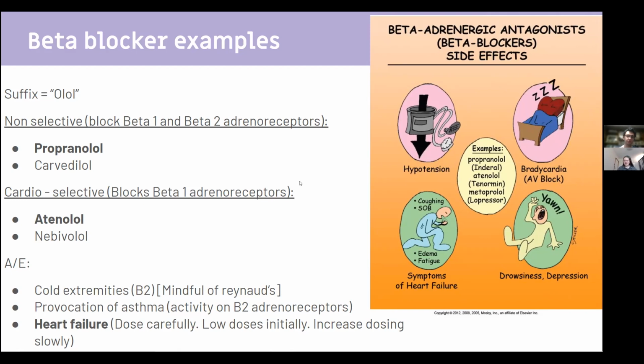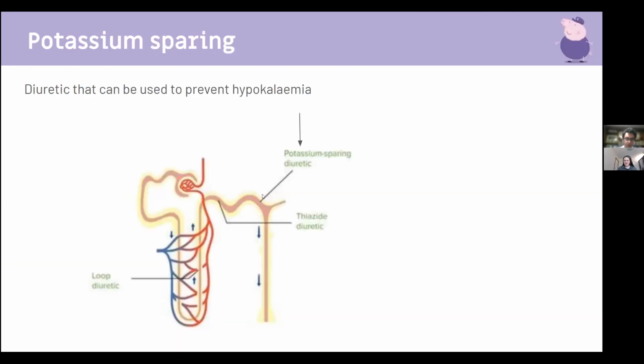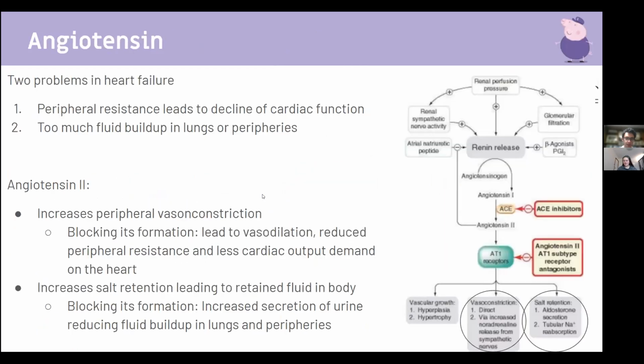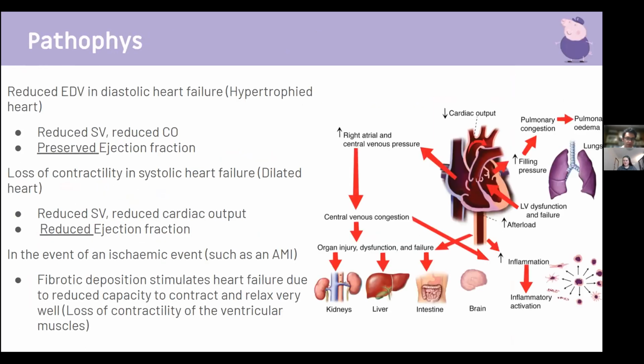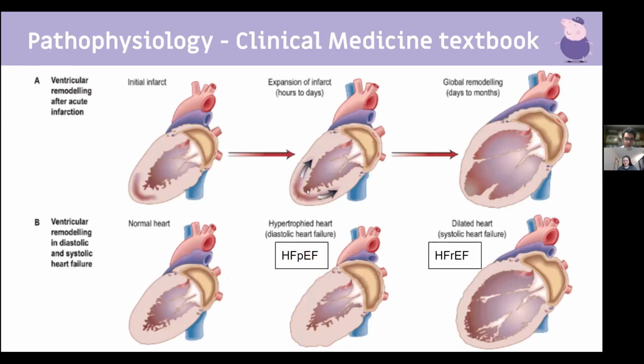Preload refers to the filling of the ventricles with, let's take this normal heart. Preload is the filling of that ventricle with fluid. And the more you fill it, the heart is like a balloon. The more it stretches, the more it can compress. So that's all preload is. If you increase preload, you increase cardiac output or the amount of blood going out.